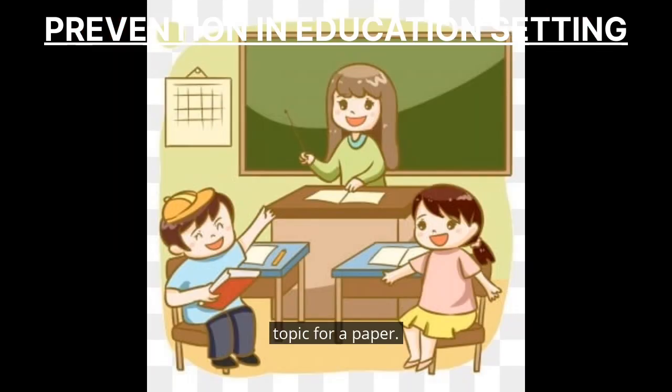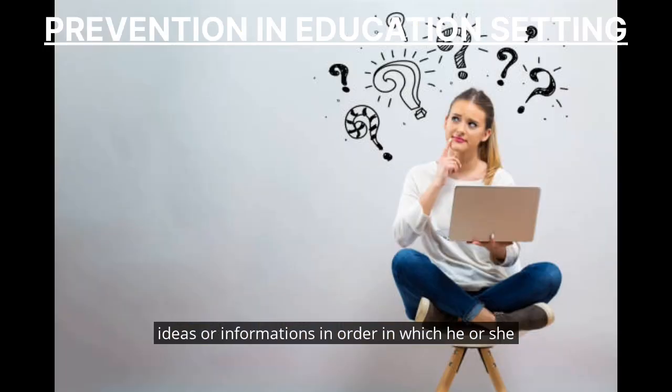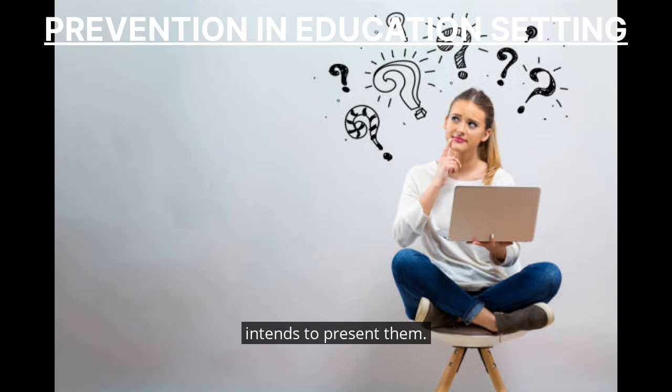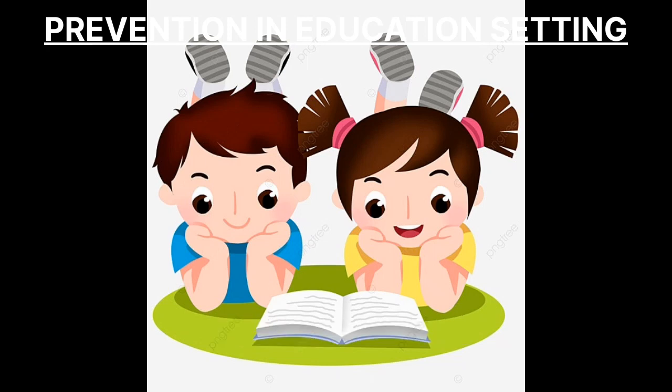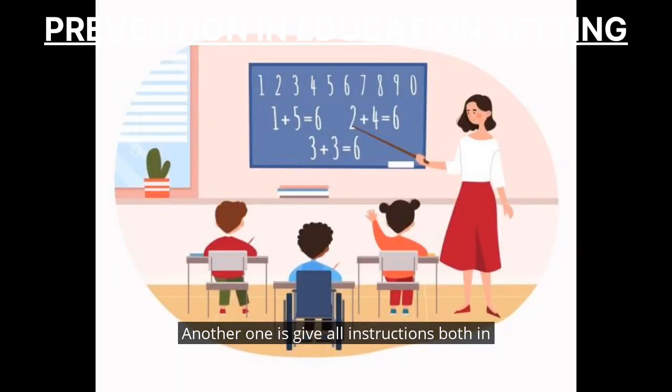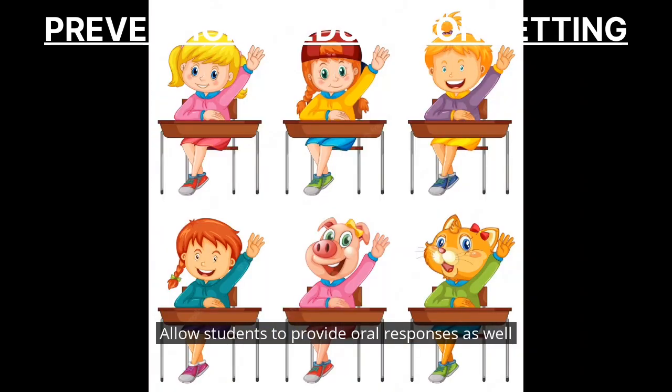If a student has a problem with sequencing, require him or her to show you an outline of ideas or information in the order in which he or she intends to present them. Encourage students to have a friend proofread assignments and make corrections. Another one is to give all instructions both in writing and verbally. Allow students to provide oral responses as well as written ones.